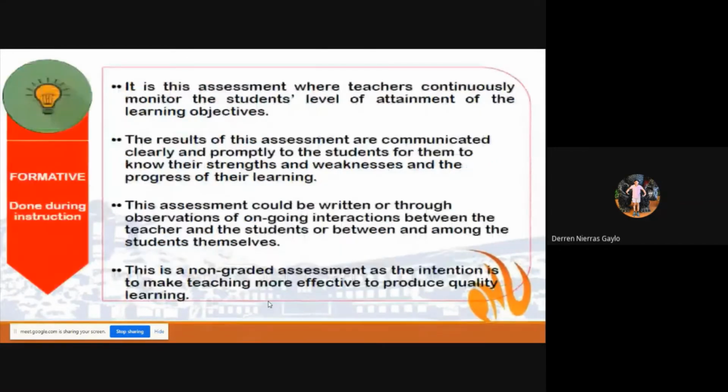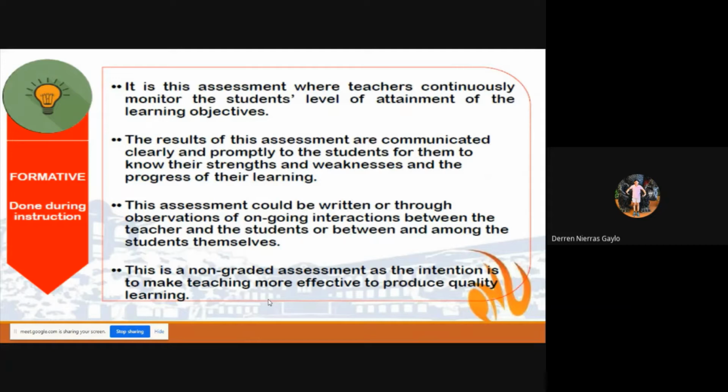Second, we have formative assessment. It's done during instruction. It is this assessment where teachers continuously monitor the students' level of attainment of learning objectives. So it's more on monitoring students' progress. The results of this assessment are communicated clearly and promptly to students for them to know their strengths and weaknesses and the progress of their learning. So this is very direct feedbacking.